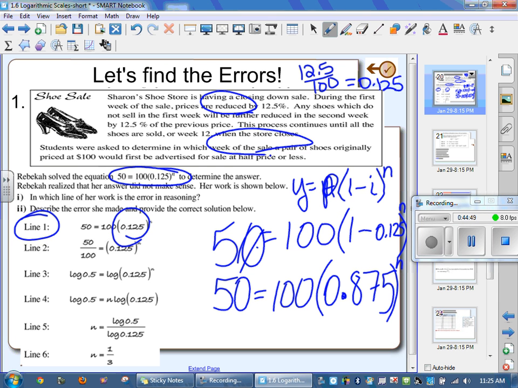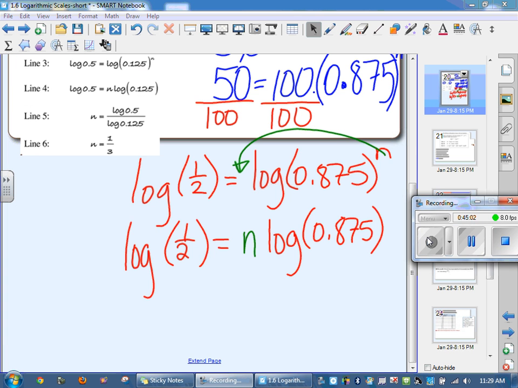Okay, let's take a look at what you've done. First thing is you're going to divide both sides by 100. Then you log both sides, right? Log in front of both. After that, you need to take the n out of the exponent and bring it down in front of log. At this point, now you're just going to divide both sides by what's sitting beside n.